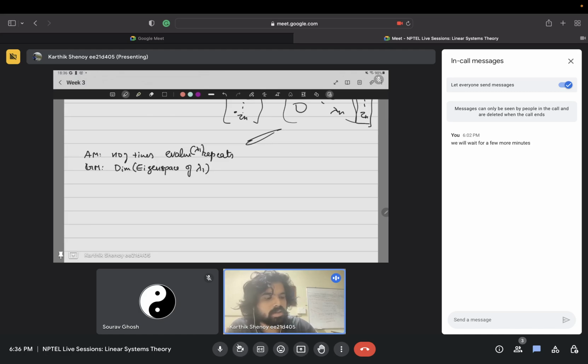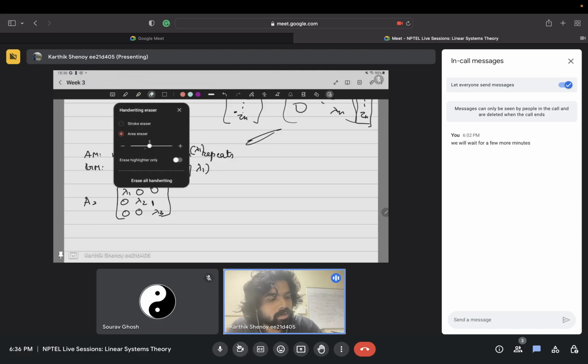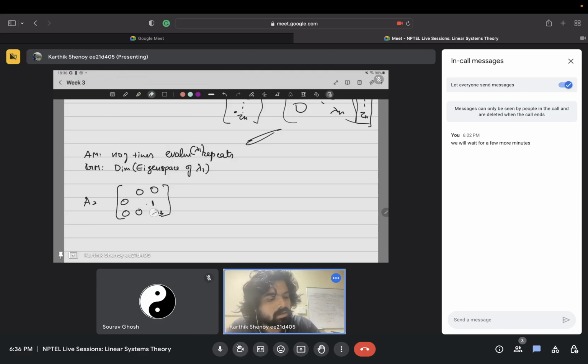So what does this mean? Let's take a matrix who has lambda 1, lambda 2, lambda 3, 0, 0, 0, 1, 0, 0. Okay, sorry, let's make this all repeating, just a second. So this is lambda, lambda, lambda. So lambda is repeated thrice. So in this case, AM is equal to 3. What is the geometric multiplicity?